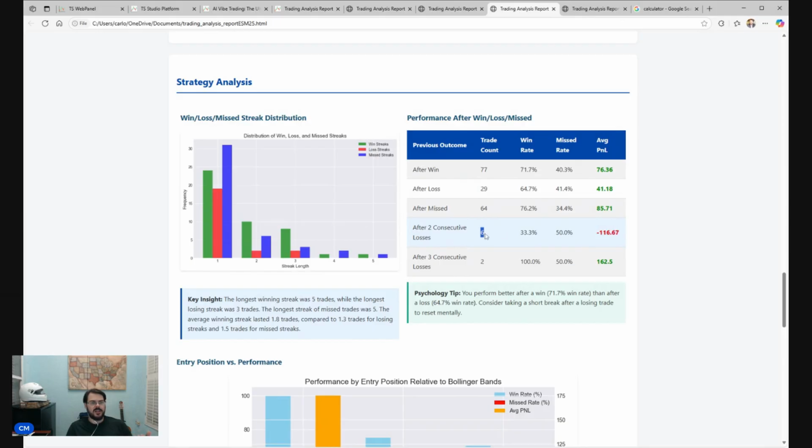But these numbers are very small. The trade count for 2 or 3 consecutive losses is very small. It's not statistically relevant after 2 months. Maybe after 6 months or 1 year, we will have these numbers settling down with a better amount, so we can have some relevance here. But the other 3 outcomes that we have, after win, after loss, and after a missed trade, they have relevance, and in all of them the average P&L is very high.